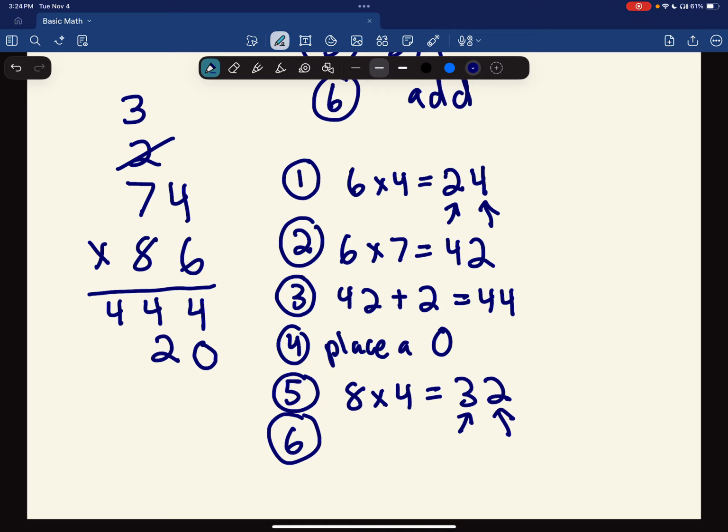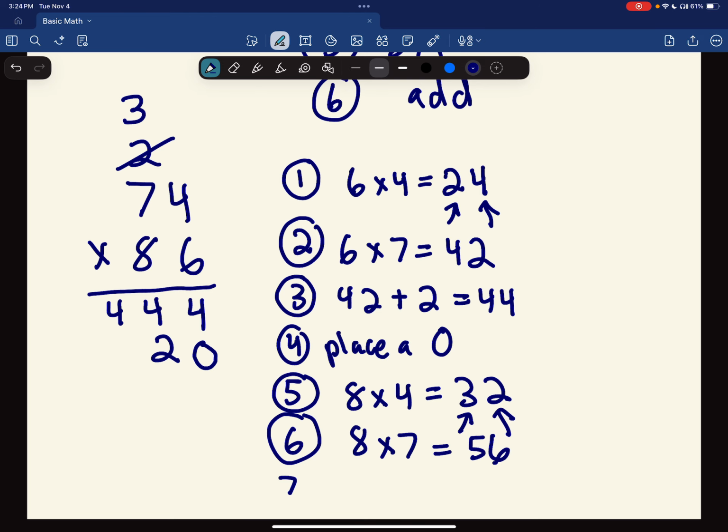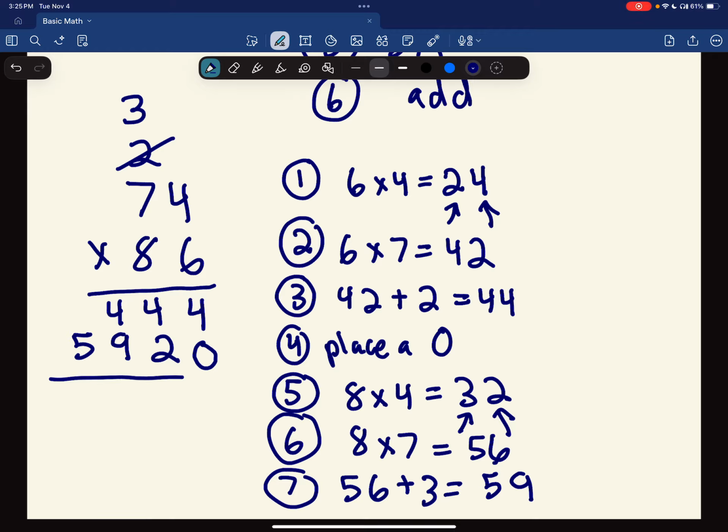Then step 6 is we're going to do 8 times 7, which is 56. And we are going to add 56 to the 3 that we carried. So 56 plus 3 is 59. Once again, this is our last step in our row, so we do not need to split up the 5 and the 9. So we have 59 to the left of our 2 in our second row. So we have 444, and then we have 5,920 in our second row.